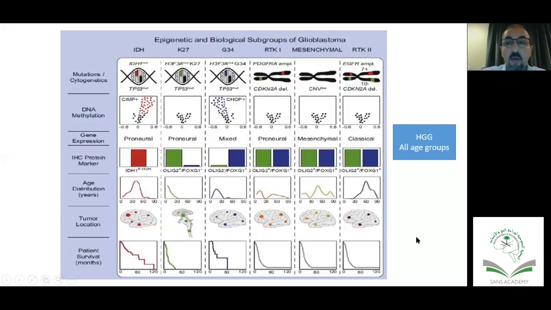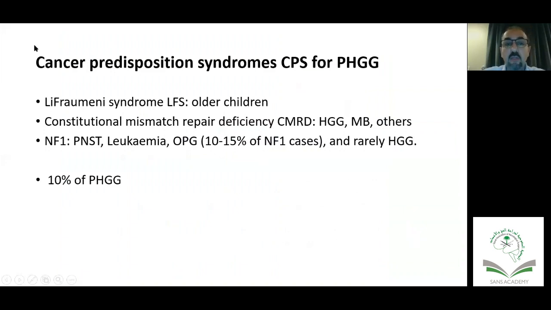Now we're going to move quickly to the cancer syndromes that come with high-grade glioma, lymphoma, and this is interesting, CMMRD or DNA mismatch repair deficiency. I think Dr. Adlan mentioned this yesterday. This is found in high-grade glioma, and I'm going to show you some examples. Then we have NF1, which can predispose to optic pathway glioma and glioma. Ten percent of pediatric high-grade glioma can be associated with these syndromes, and we'll show you our series.